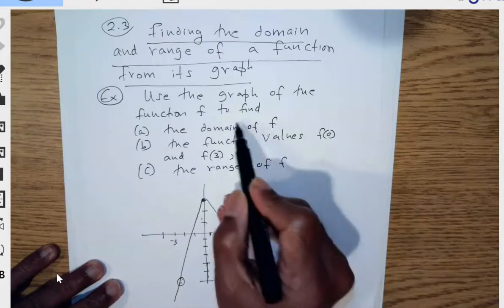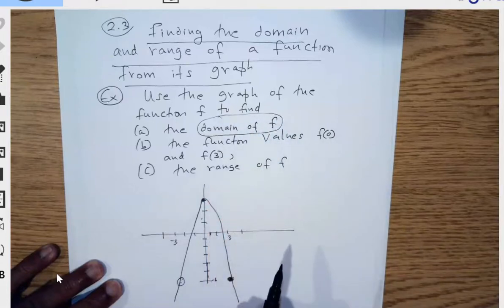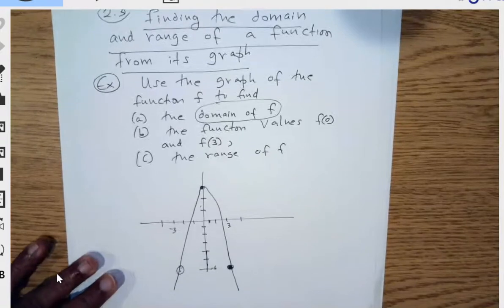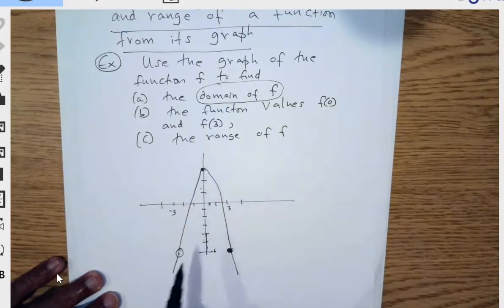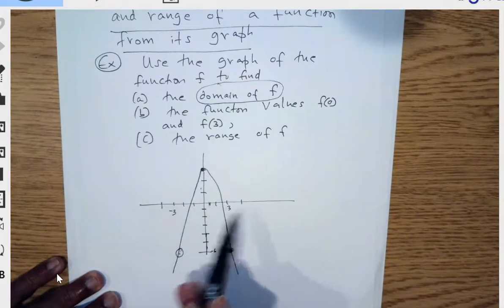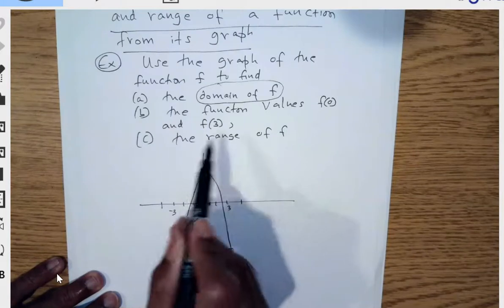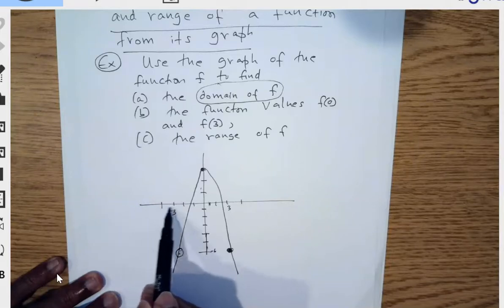First of all, what is a domain? Domain is the set of all possible input values for x. So this is the graph that we have. Look at it carefully. When you say x, we are talking about the horizontal axis, the x-axis. So we want to find the domain. We'll go from the leftmost corner of the graph to the rightmost corner.